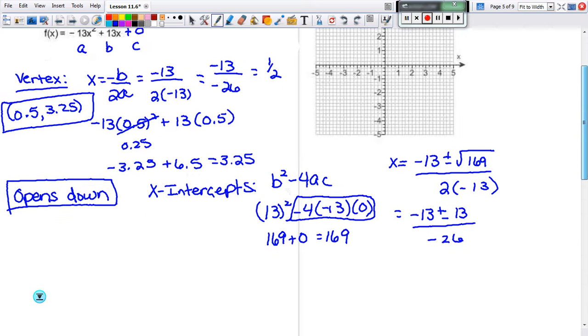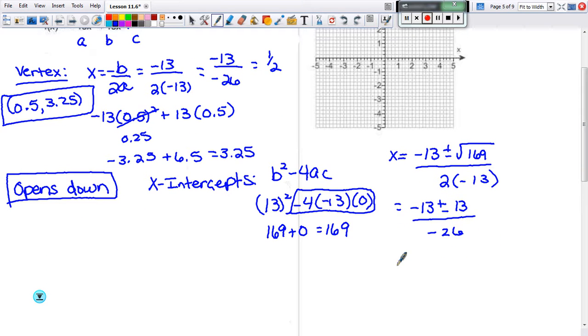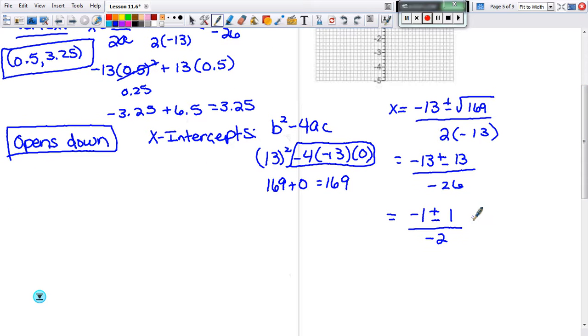Now we can divide all these numbers by 13, so I'm going to do that. Negative 13 divided by 13 is negative 1, plus or minus 13 divided by 13 is 1, over negative 26 divided by 13 is negative 2. So this is where you split it apart. Negative 1 plus 1 divided by negative 2, and negative 1 minus 1 divided by negative 2.